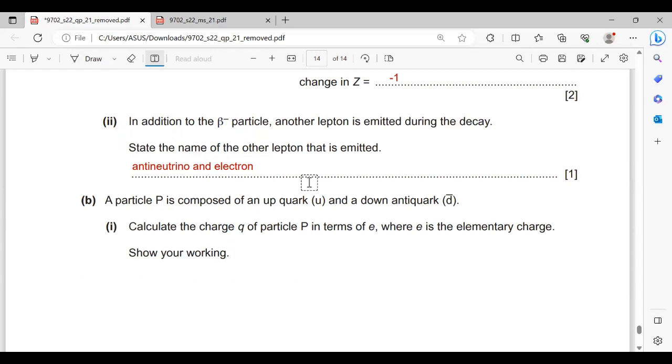All right, now D. A particle P is composed of an up quark, symbol U, and a down anti-quark, symbol D bar. Calculate the charge Q of particle P in terms of E, where E is the elementary charge. So you're working. Okay.